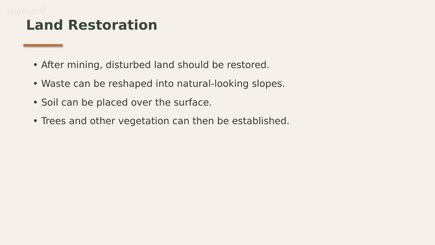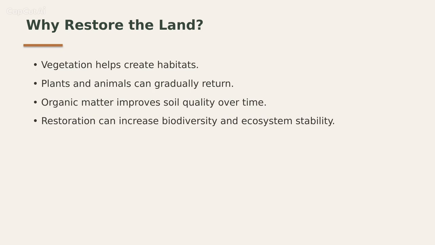Once mining has finished, the land needs to be restored. This is known as land restoration. One method is to reshape mine waste so that it blends into the surrounding landscape. The waste can then be covered with soil, sometimes enriched with fertilizer, and planted with trees. The trees help create habitats and allow other plants and animals to return to the area. Over time, organic matter from plants and animals can improve the soil.